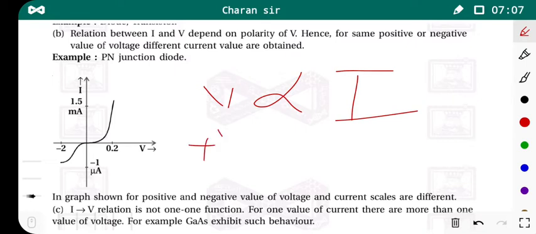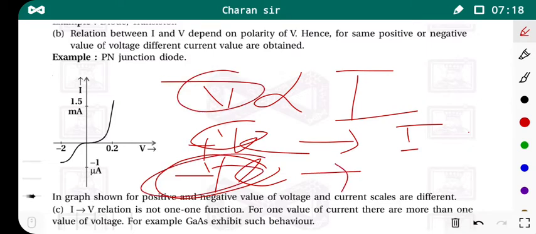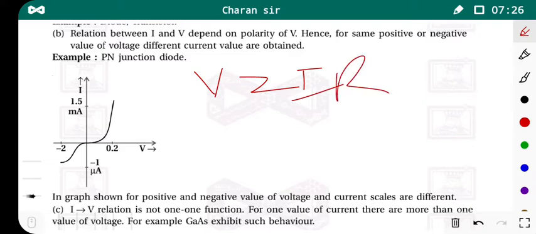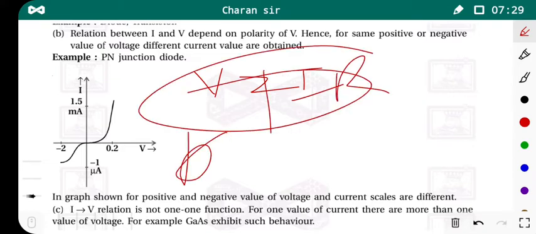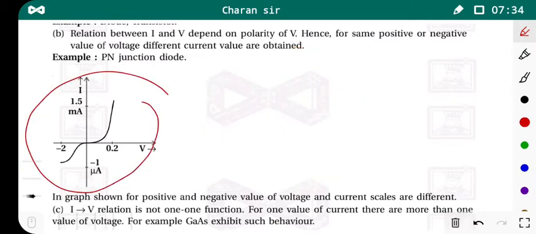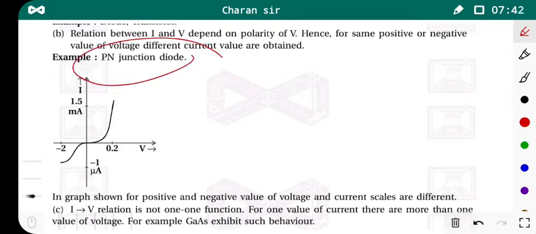If you take a positive value of voltage, at that time you get some values of the currents, and if we take the same value of voltage but the polarity is changed, your electric current gets a new value. So in short we can say that this equation does not hold. That means Ohm's law is not satisfied for these. Also, this graph is for a PN junction diode, in which Ohm's law is not satisfied.